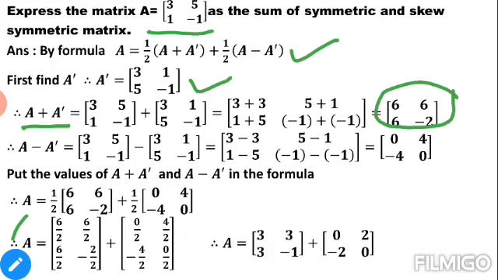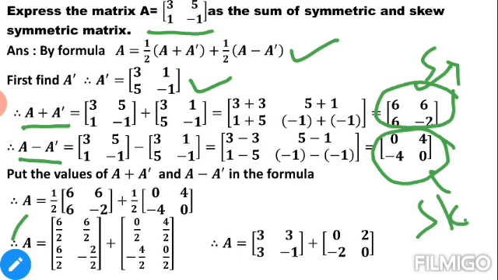Next, we get A minus A transpose. For A minus A transpose we are going to subtract, so 3 is subtracted from 3, 5 is subtracted from 1, and in the same way we get 0 4, minus 4 0. So we got A plus A transpose and A minus A transpose. This one is symmetric, and this one is skew symmetric. And now what we need to do is just put this in the formula here.